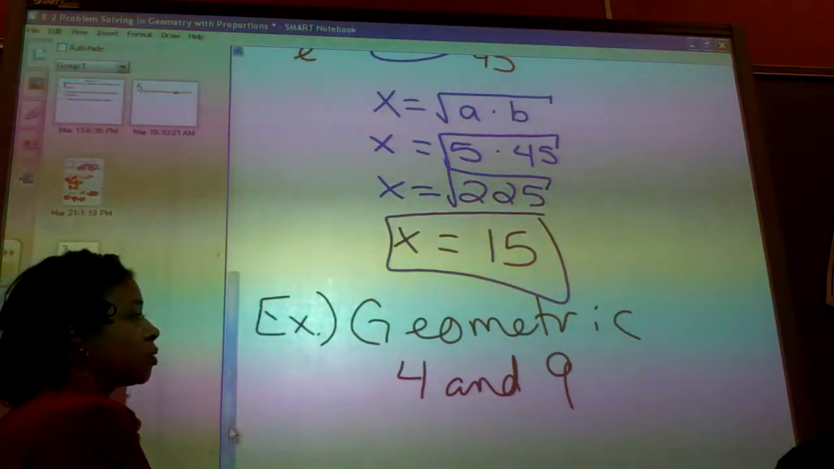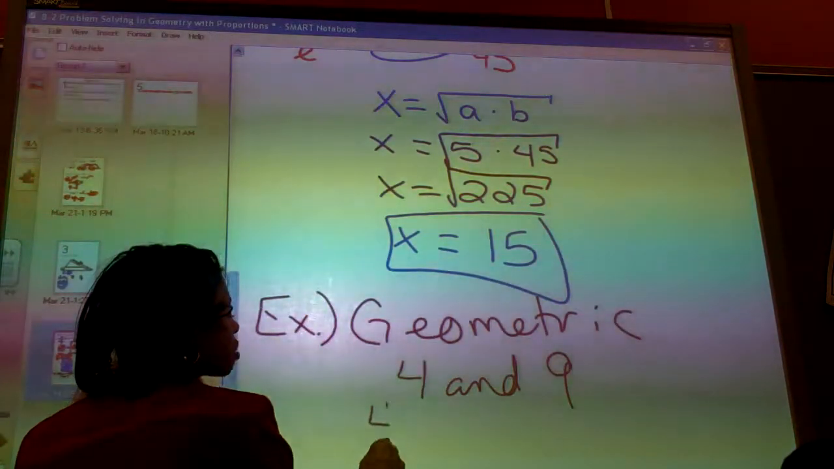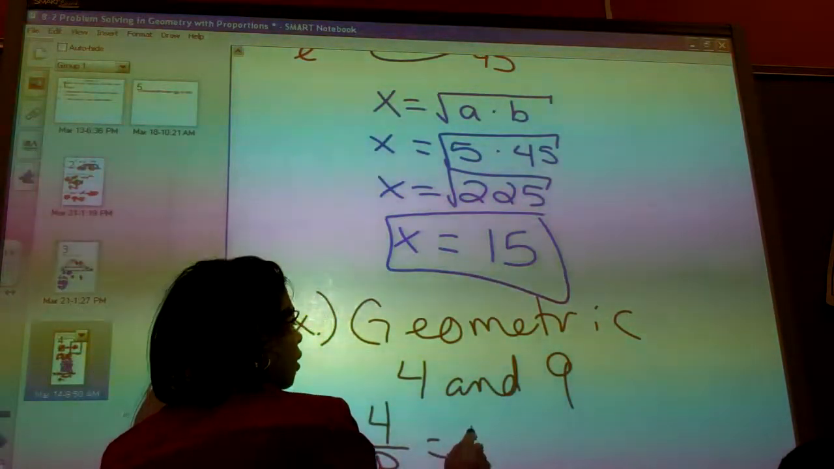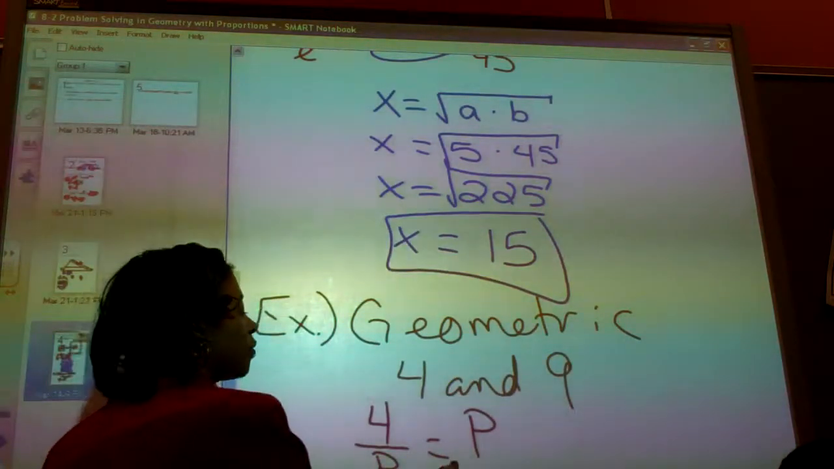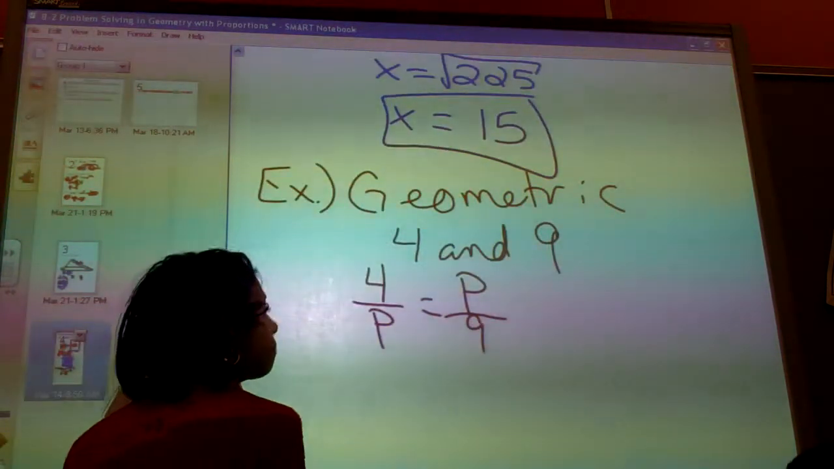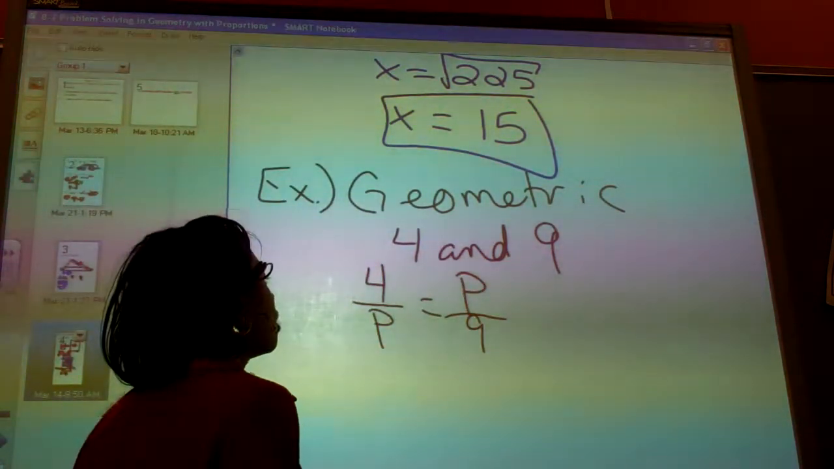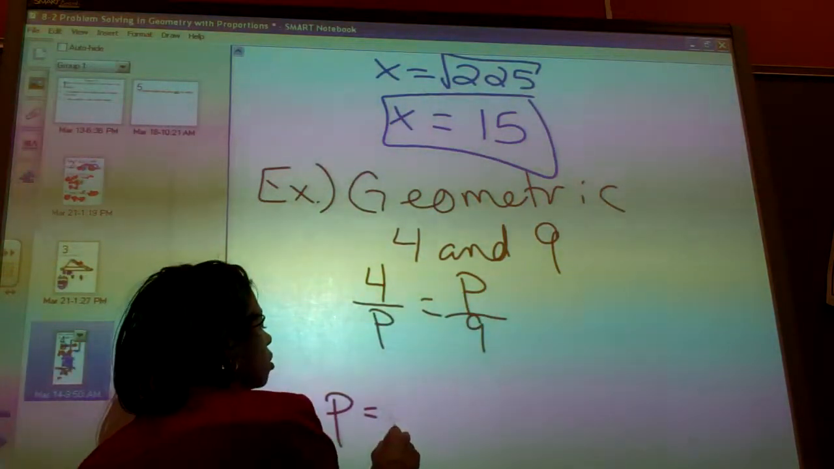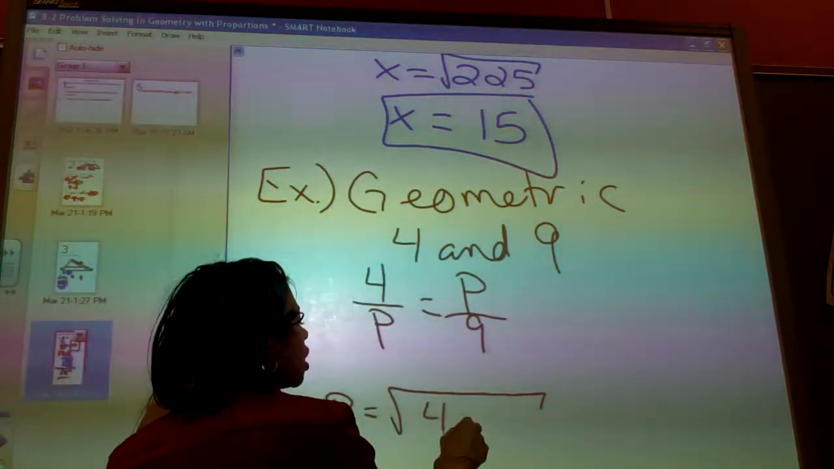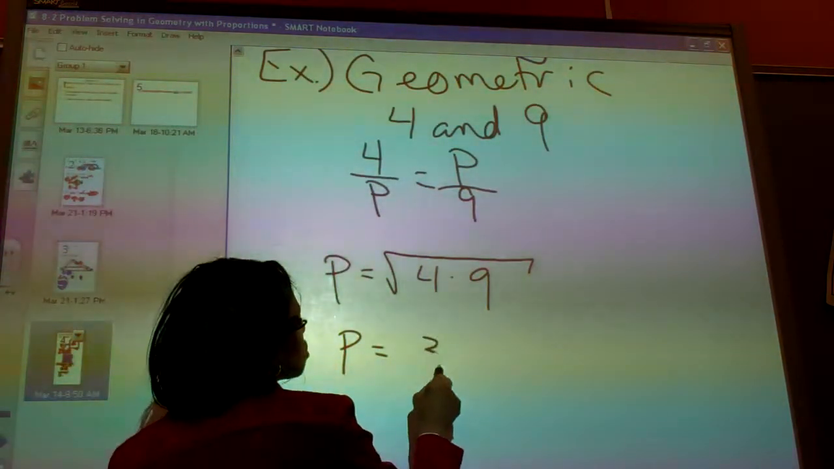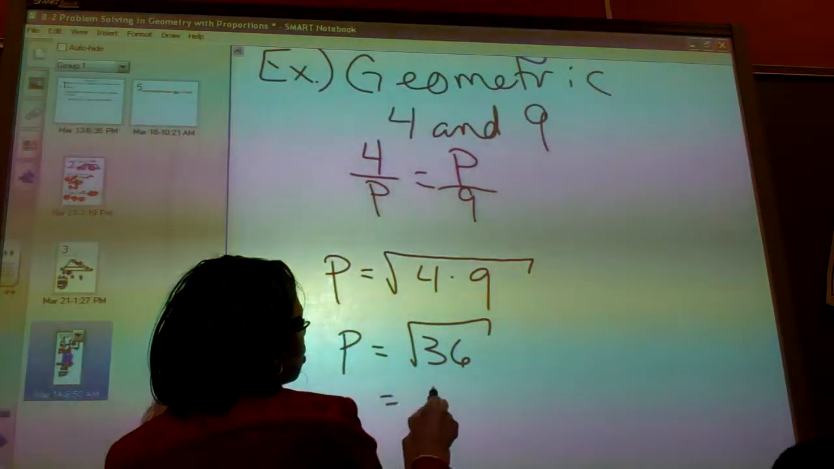How do we calculate the geometric value? Again, it's going to be 4 over P. I like the variable P, it doesn't have to be X. That means that P has to be the numerator of the other proportion, over 9. How do we do this again? P is going to be equal to the square root of 4 times 9, and P equals the square root of 36, which is 6.